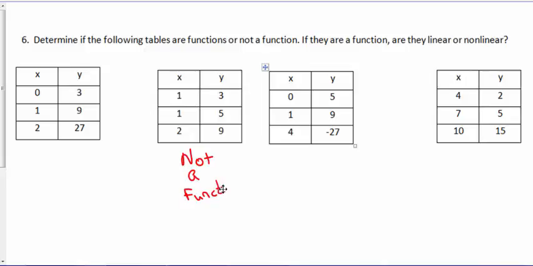So we're going through on the first swipe and we're going to say, hey, which ones are functions, which ones are not. Because 1 has 3 as an output and 1 also has 5, so therefore it's not a function. 0, 1, and 4, now the x's don't repeat, so that's a function. 4, 7, and 10, those are functions. Now let's go back and figure out.